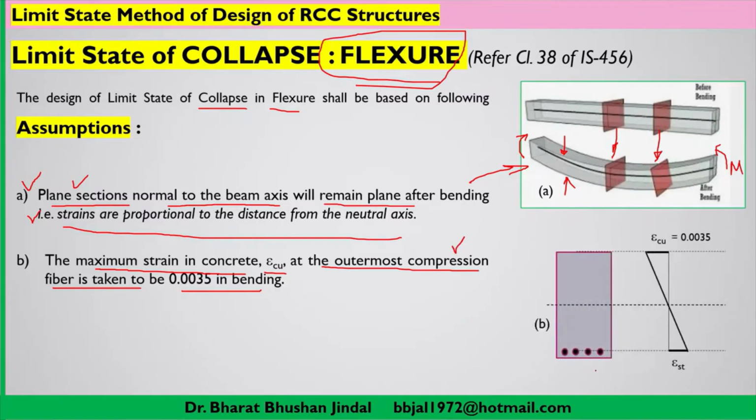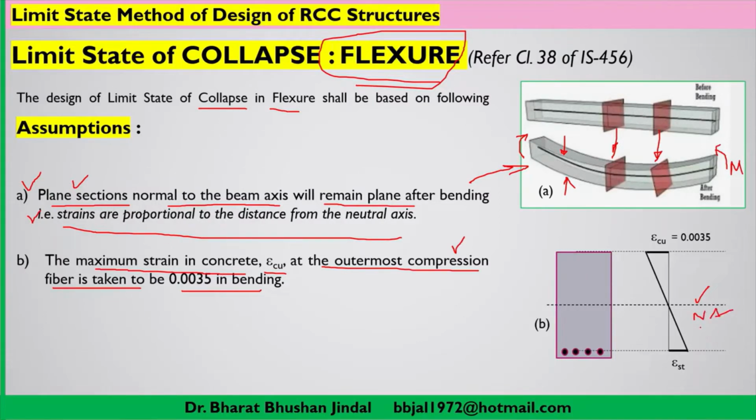Now in this figure B, we have shown a rectangular section of a beam, and at the bottom we have provided some reinforcement. So this is the sectional view of that beam, which means the beam has some longitudinal dimension. Now you can see here, almost at the center, there is a dotted line, and this dotted line is known as the neutral axis, NA.